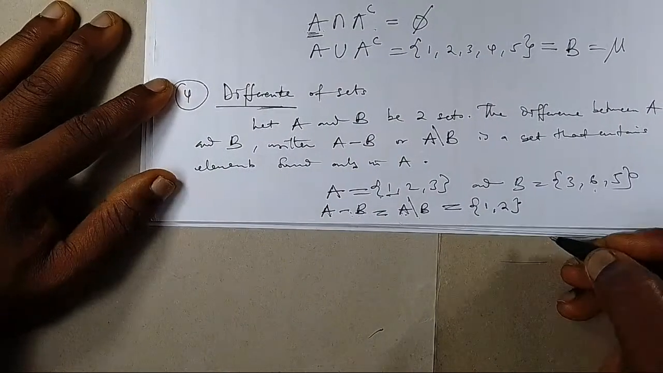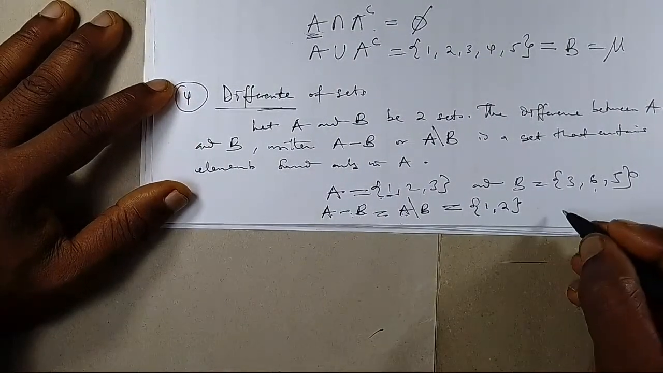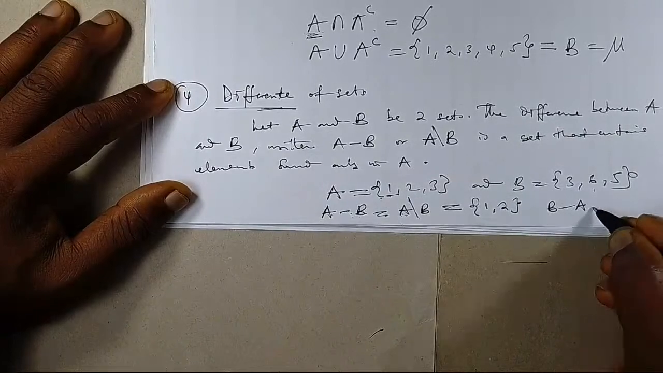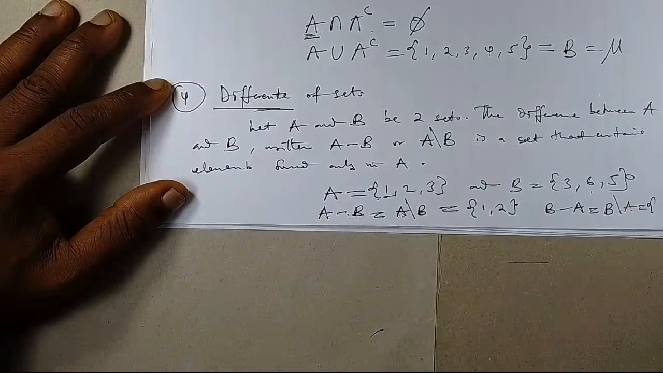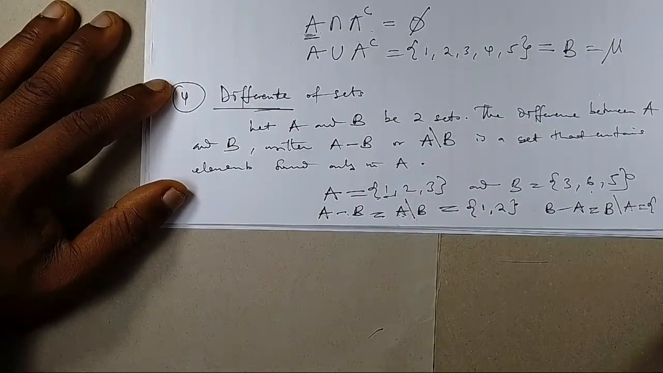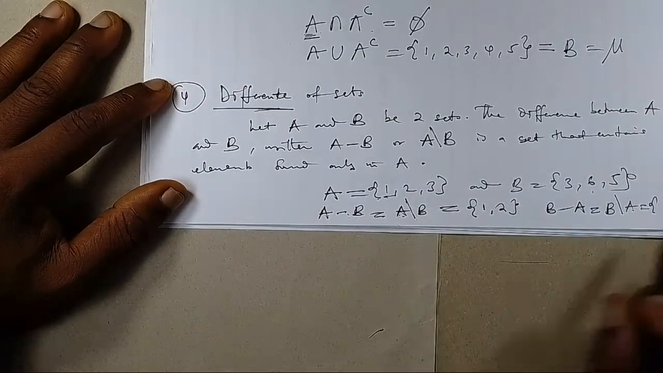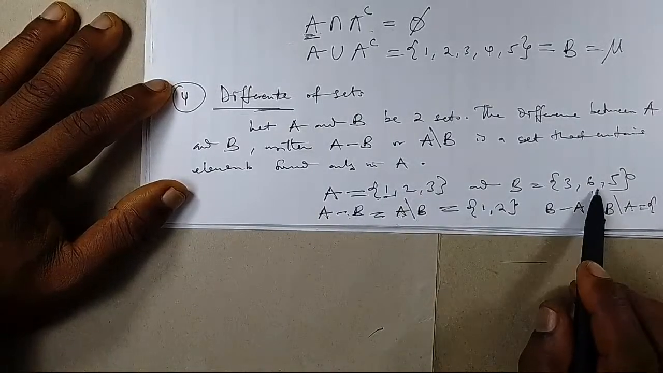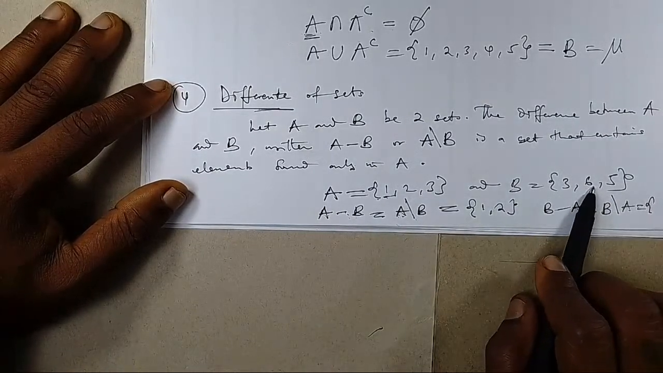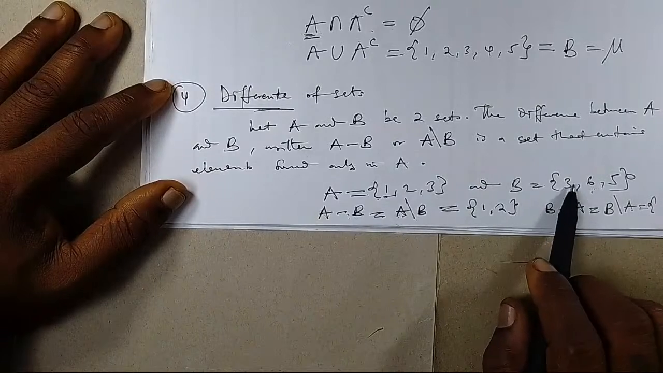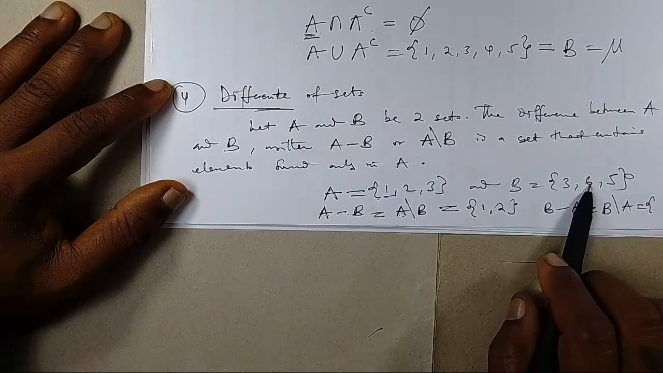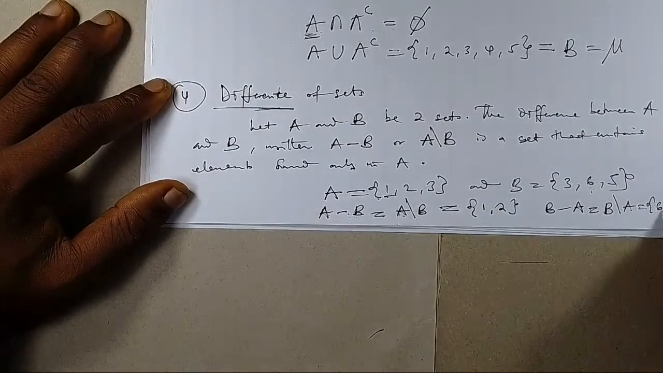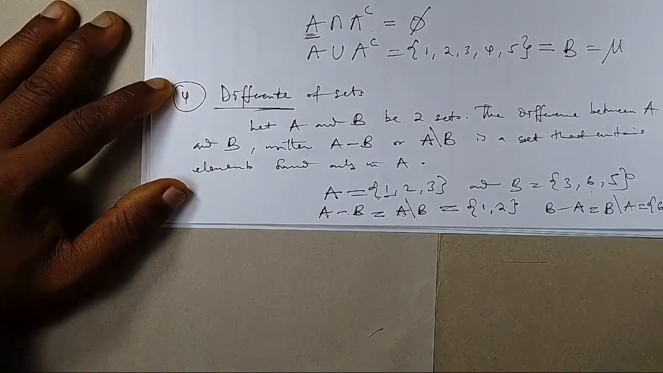Now, the same way you can compute A minus B, you can also compute B minus A. B minus A is B backward slash A, and it is the set that contains elements found only in B, but not in A. So looking at the two sets, what elements do you find only in B that you don't find in A? You will notice that the elements you find only in B, not in A, are 6 and 5. So I'm going to write here 6 and 5. So it is that simple.